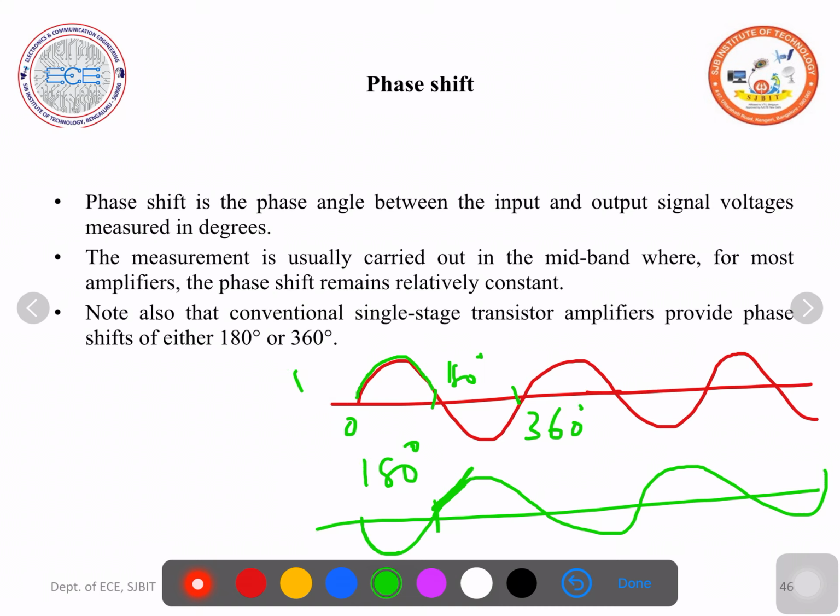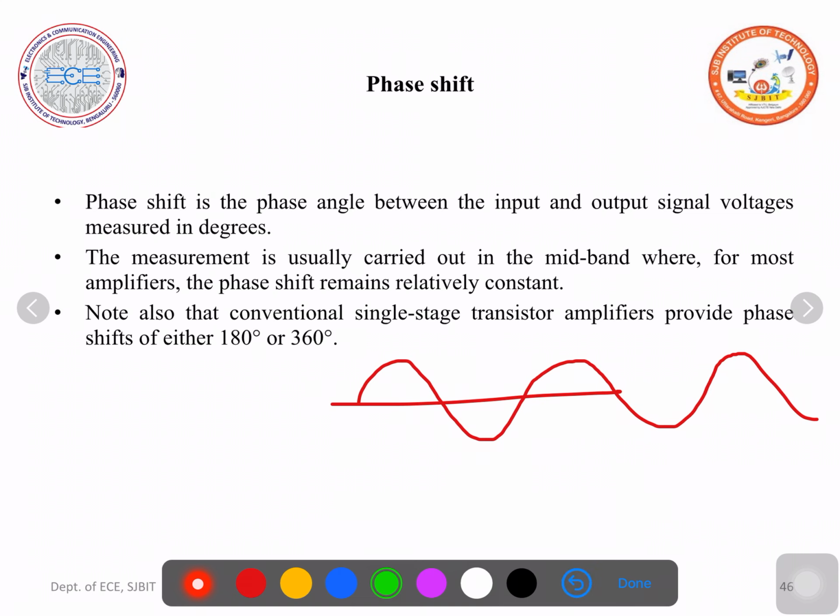Suppose the output voltage waveform goes like this, then what may be the phase shift? Here the green is our output, red is input. Let us consider this is 0 degree, this is 90 degree, this is 180 degree. Then we say there is a phase shift of 90 degrees.